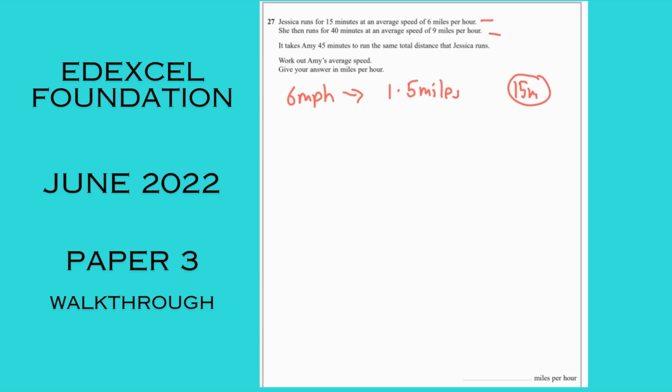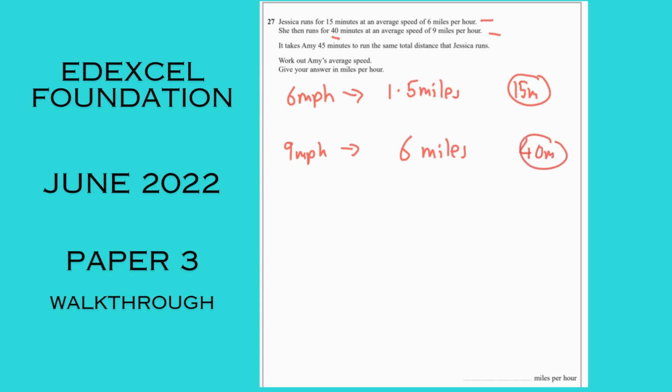Phase 2, she's now running at 9 miles per hour. Now 40 minutes, a bit more awkward. 20 minutes is a third of an hour. So 40 minutes is 2/3 of an hour. So she's going to run 2/3 of that distance. 1/3 of 9 is 3. 2/3 of 9 is 6. So in those 40 minutes, she's going to run 6 miles.